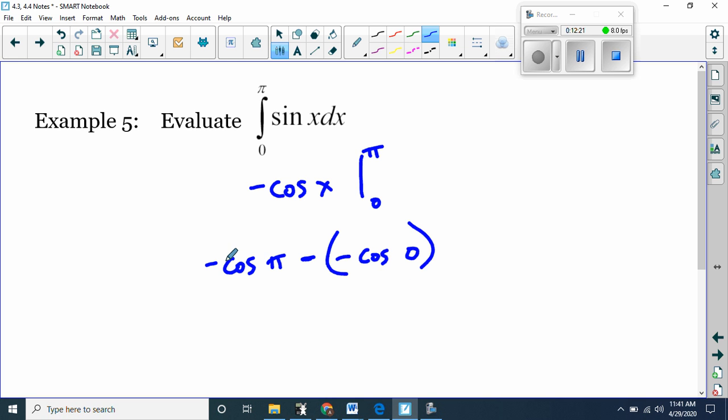Cosine of pi is -1, so I have negative -1. Minus, minus, I'm going to change that to plus. Cosine of 0 is 1. And 1 plus 1, I think, is 2.